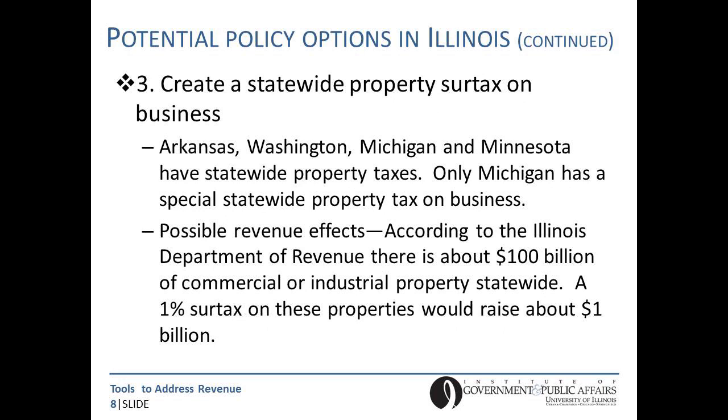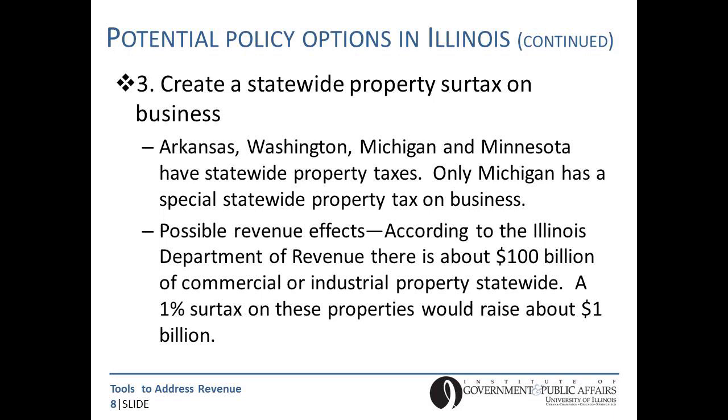A third potential option is to create a statewide property surtax on business. So we currently have a property tax statewide. The Illinois Department of Revenue aids in the administration of this. A lot of the work is done at the county level, but it's monitored at the state level. And it certainly would be possible to have a statewide property tax. Arkansas, Washington, Michigan, and Minnesota already have statewide property taxes. The only one that has a special property tax on business is Michigan, and it's relatively small. So we would be doing something that was rather unusual in the nation, but certainly not unprecedented.